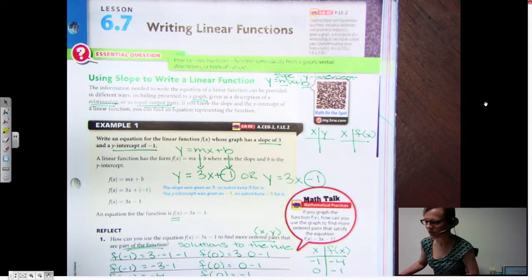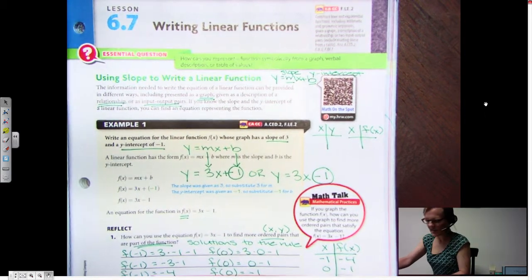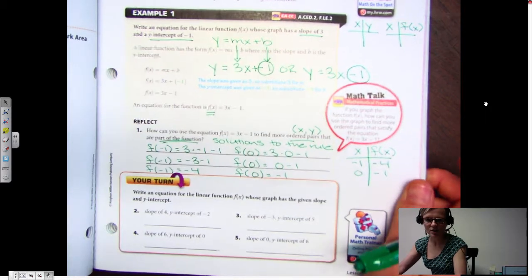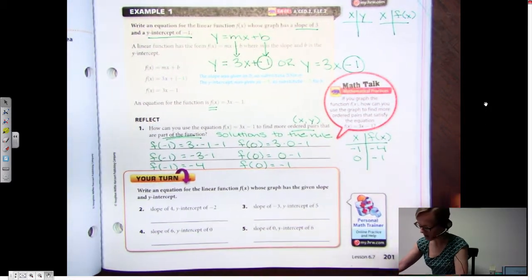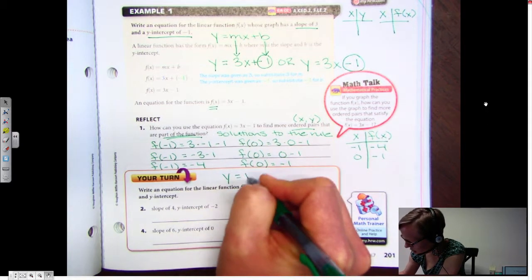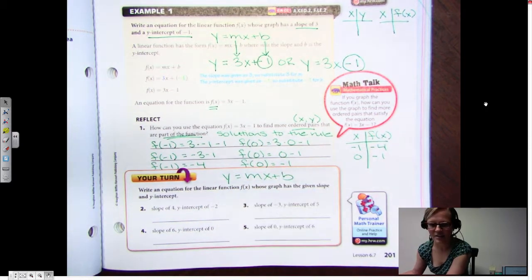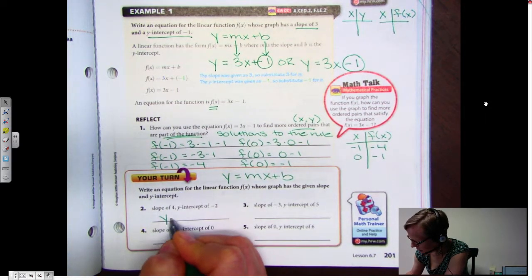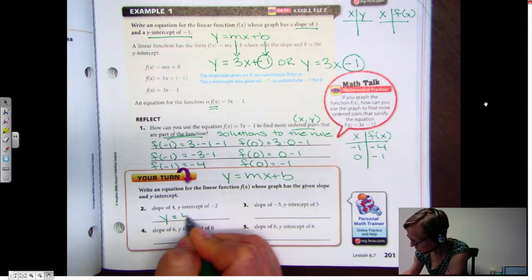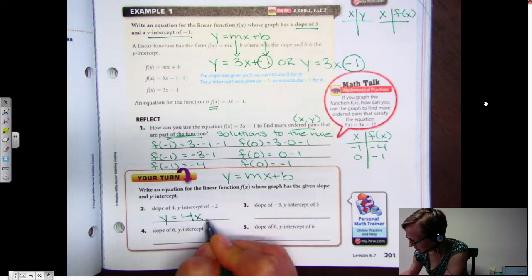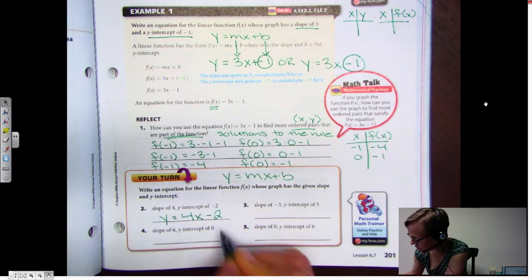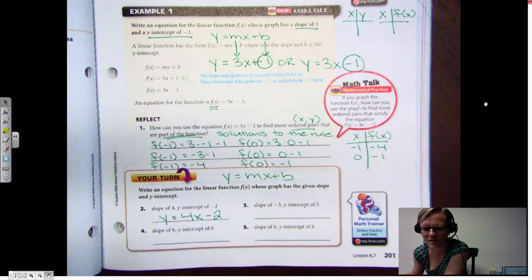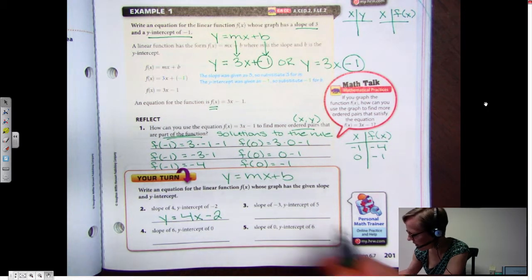Now, down to the Your Turn problems at the bottom, these first Your Turn problems are simply substitutions. So again, we're trying to substitute into y equals mx plus b. And for numbers 2, 3, 4, and 5, they literally give us the m and the b. So for number 2, we're going to write y is always equal to, the slope is 4, times the x, and then minus 2. Again, that could be plus a negative 2, but this is the form it's going to be written in.